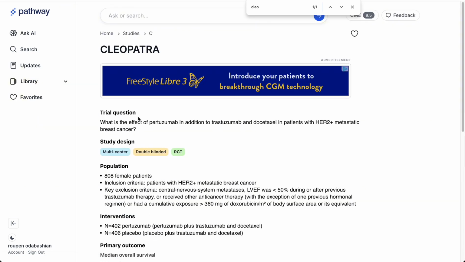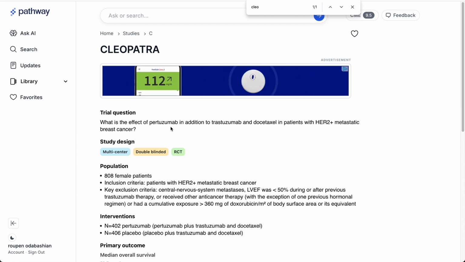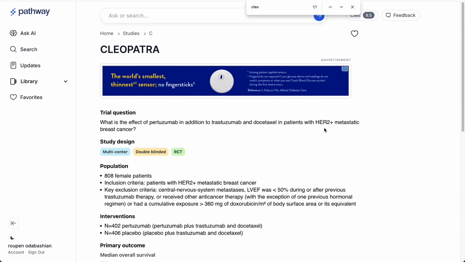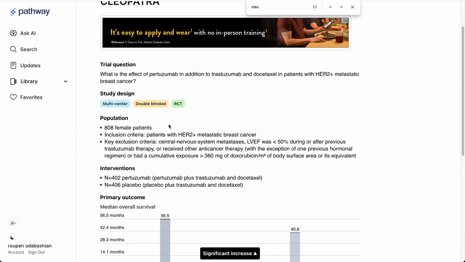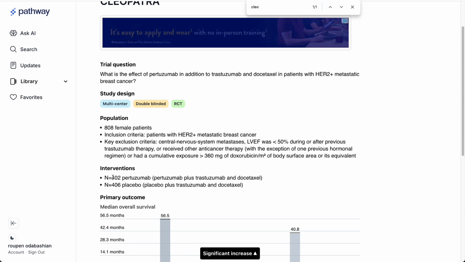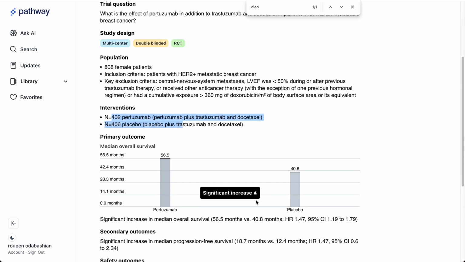Look at this. Trial question: what is the effect of pertuzumab in addition to trastuzumab and docetaxel in patients with HER2-positive metastatic breast cancer? So it summarizes the question, and then it tells you this is a multi-center, double-blinded, randomized clinical trial, the population included in the trial, what the intervention arms were, and what the primary outcomes were. As you can see, they compare placebo to pertuzumab, which is a breast cancer treatment, and a very nice, visually appealing result. If I go to the paper, I might see the result there, but I don't want to go through the paper. I want something direct, short, and sweet.